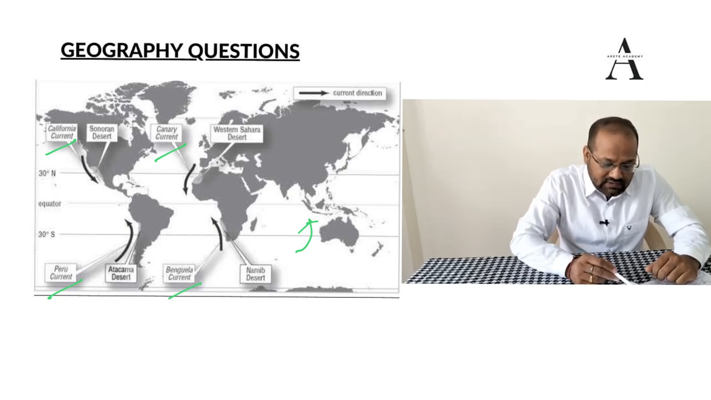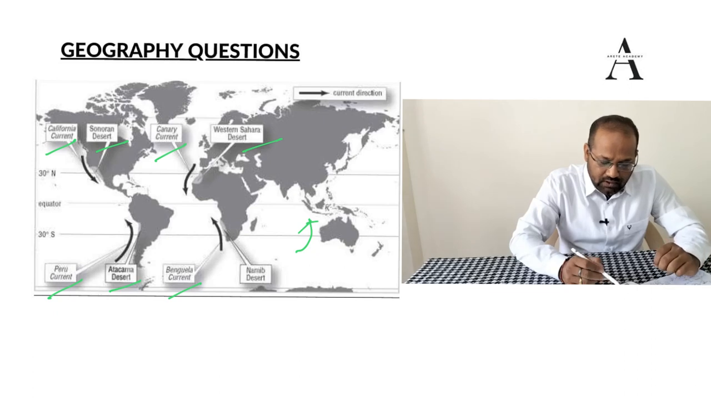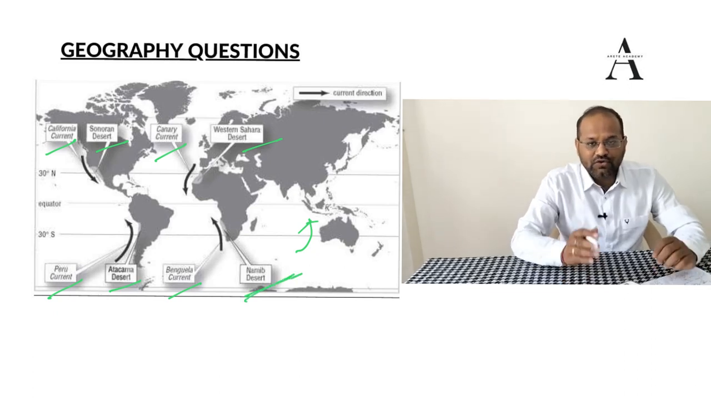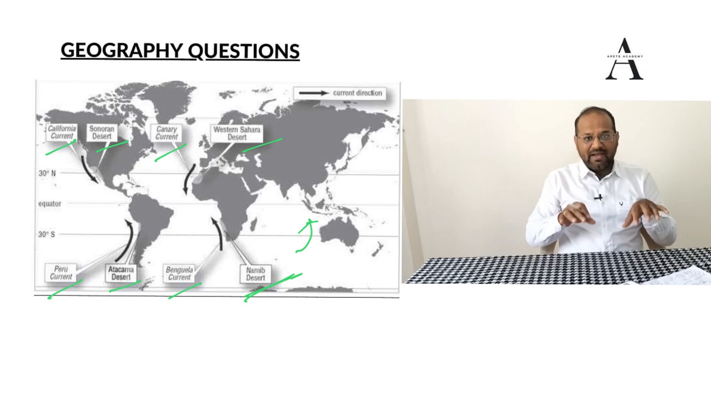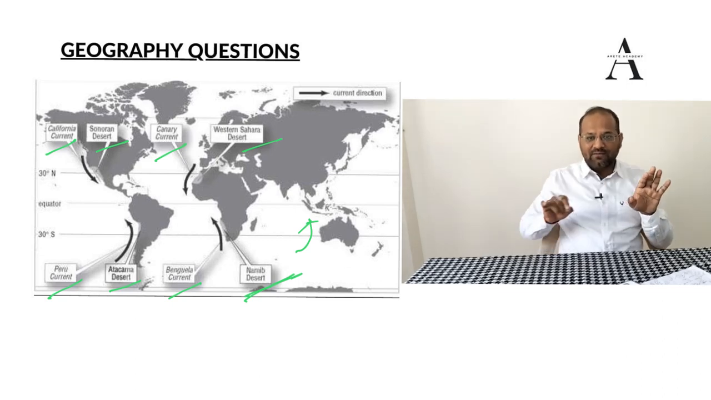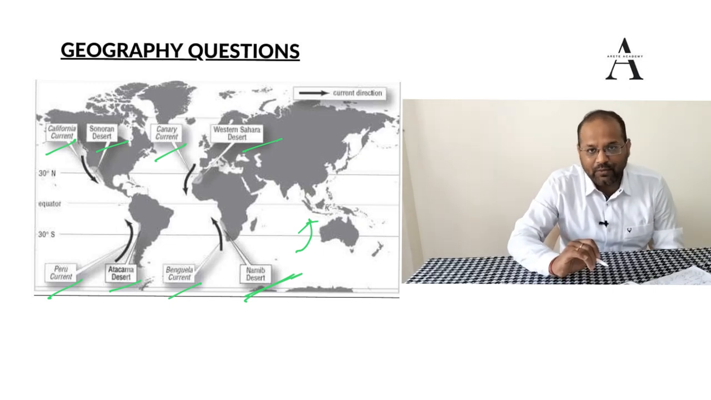So against the California current you will find the Sonoran desert, then the Atacama desert, and the Western Sahara desert in the northwestern part of the African continent. With the Benguela current we have the Namib desert. This pair of cold current and desert is sometimes asked by UPSC in match the following: this is a cold current, which desert can it be associated with. So remember this slide, it will help you.